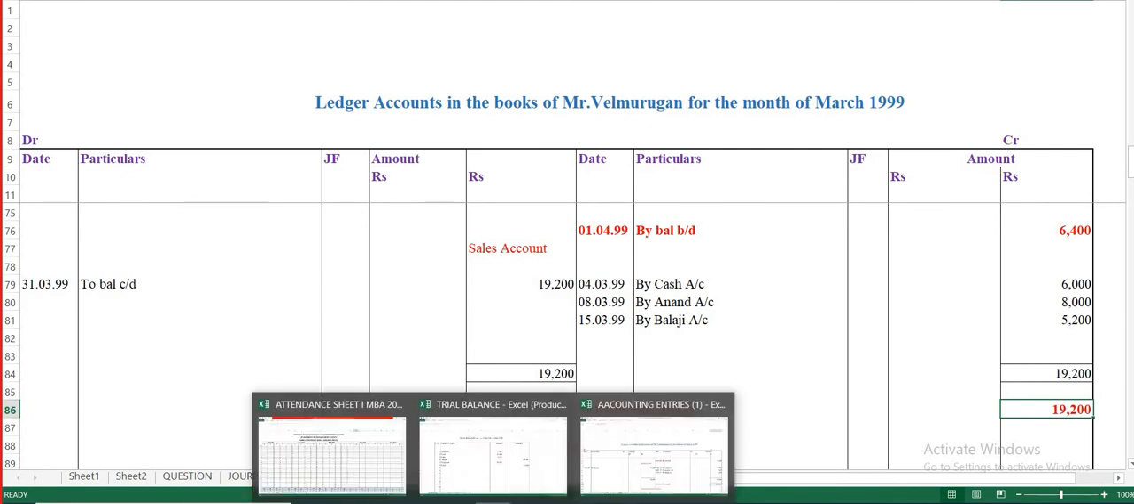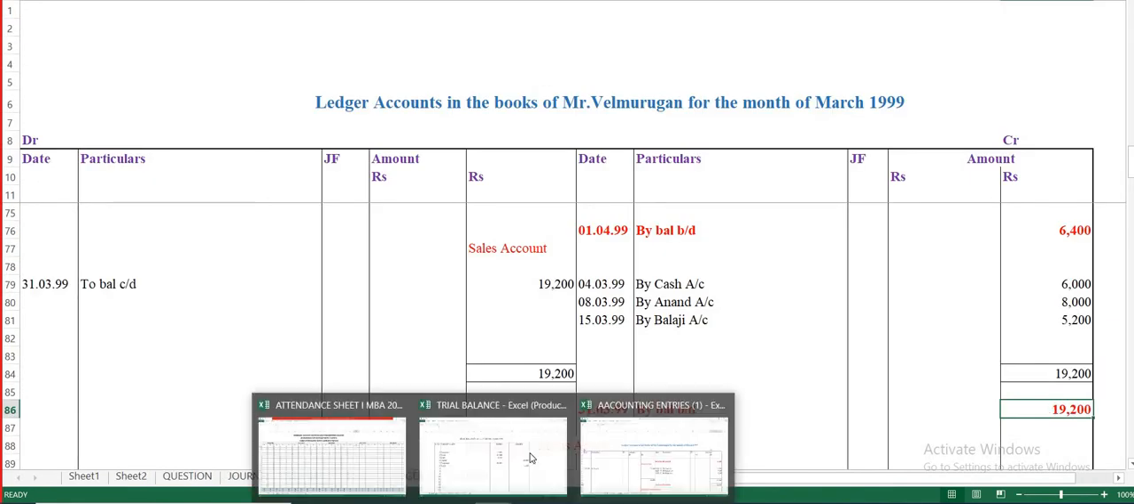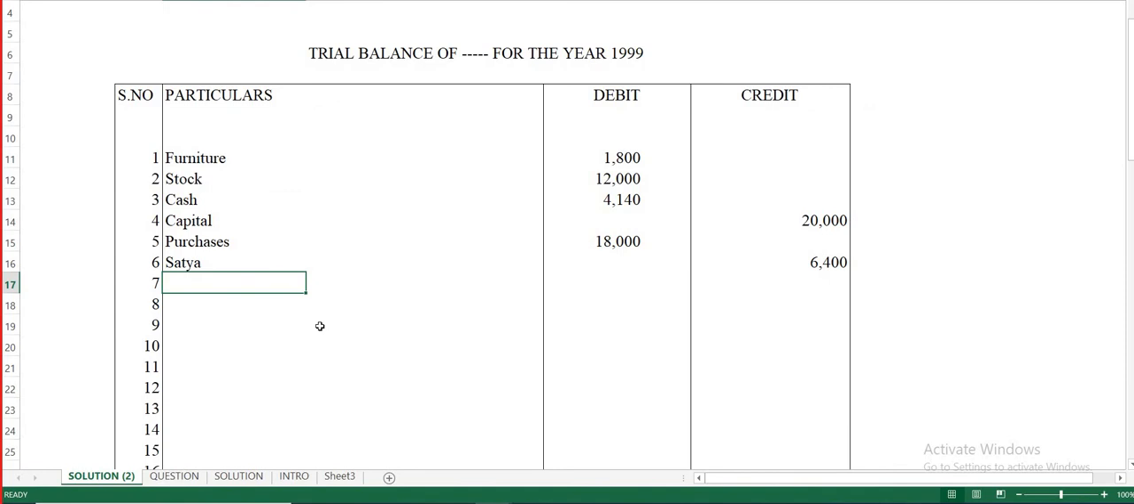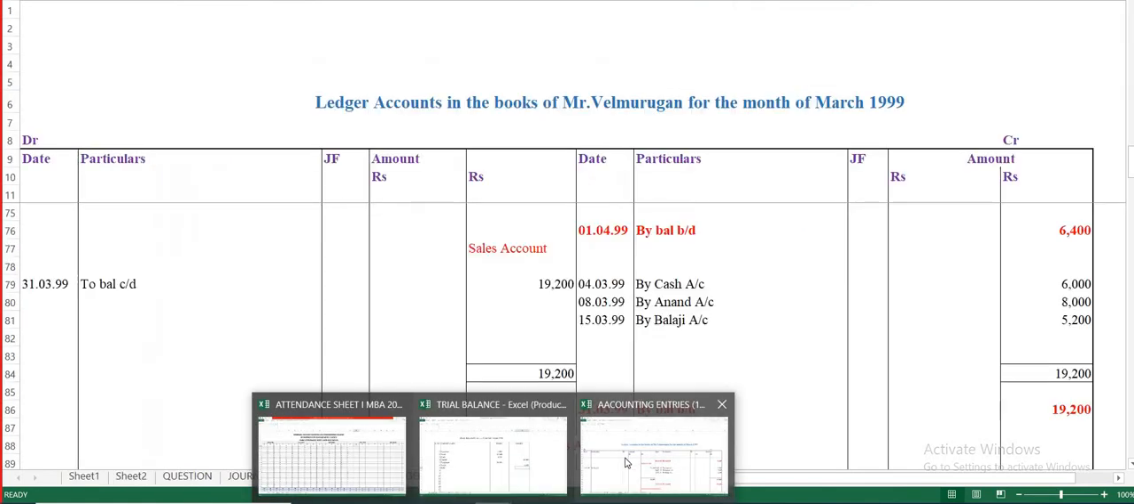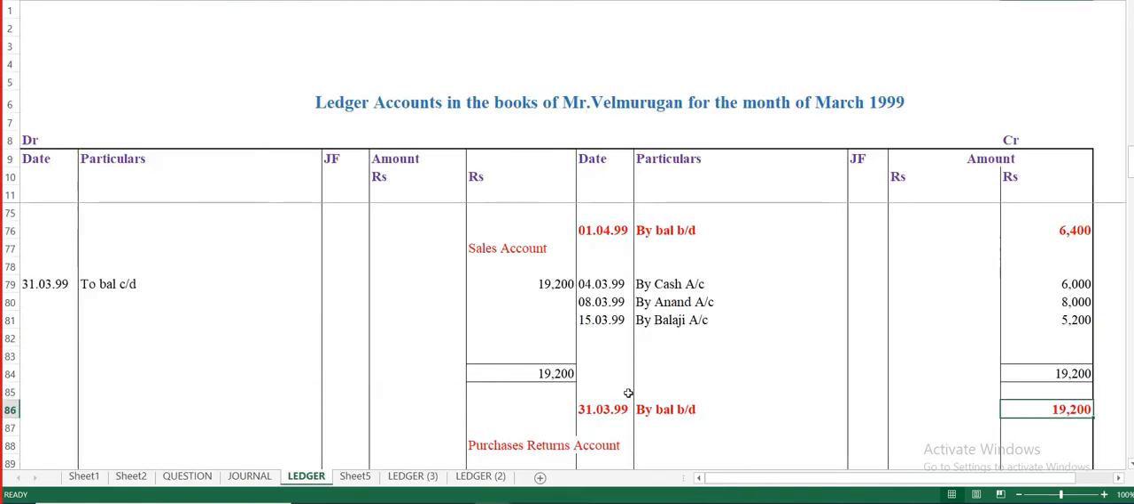Okay. We show it on the credit column only. 19,200 we should show. Sales account. Okay, so for sales we can mention that amount. So what is the amount? 19,200. So just show that 19,200. Okay, and moving to the next account.